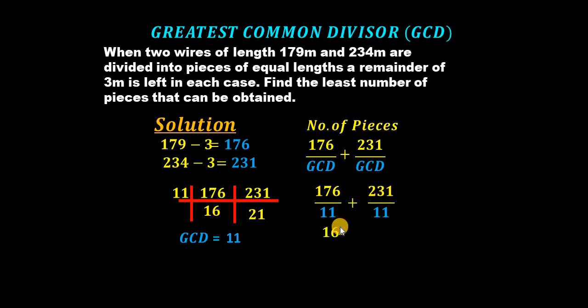This should give us 16 plus 21. 176 divided by 11 is 16. 231 divided by 11 is 21. This summed up should give us 37 pieces. So we can obtain 37 pieces from the two wires, which is the least number of pieces that can be obtained. And with that, we mark the end of the solution to this problem.